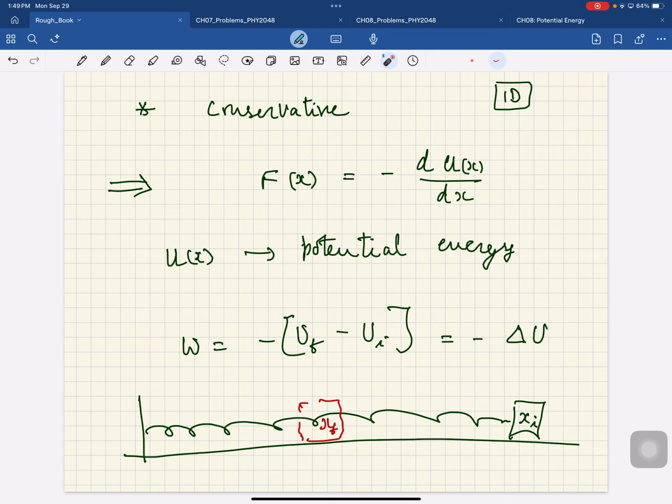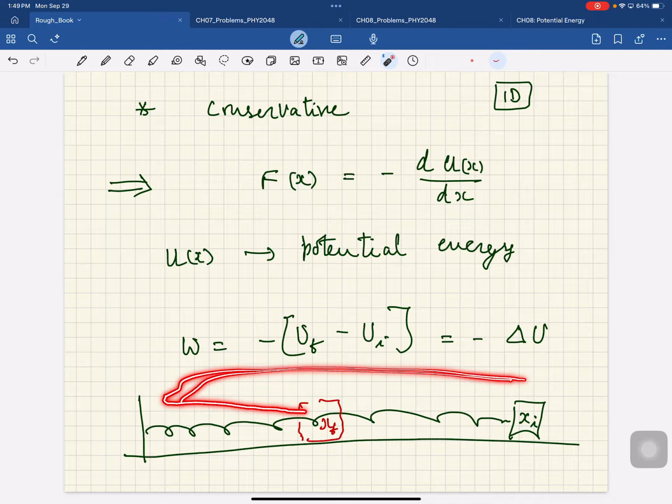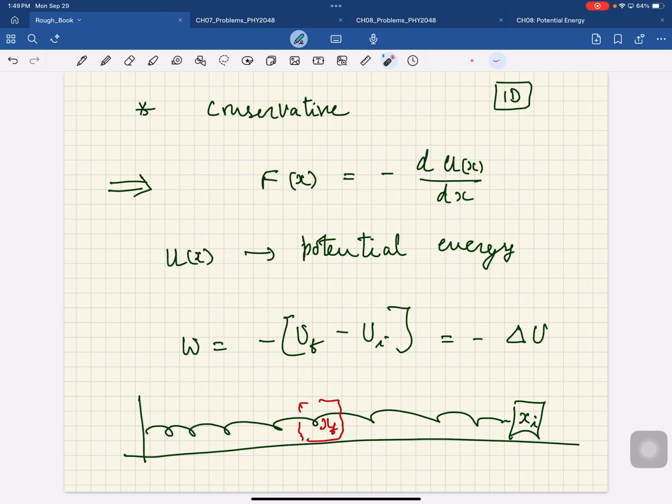If it's your car, the car engine exerted more work, did more work on this path than this path. So if the work done depends on the path, then it's not a conservative force.